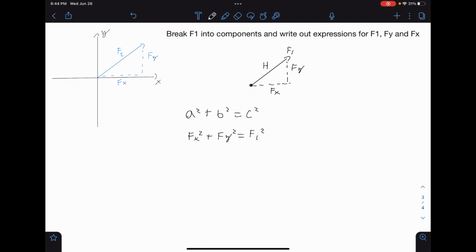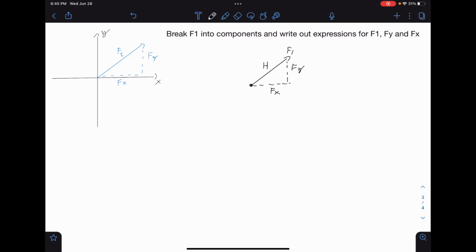So now solving for F1, you take the square root of both sides and you get F1 is equal to the square root of Fx squared plus Fy squared. That's it. That's your expression for F1. Now let's do it for Fy and Fx. And I'll give you a hint, it has nothing to do with the Pythagorean theorem. It has everything to do with SOHCAHTOA.